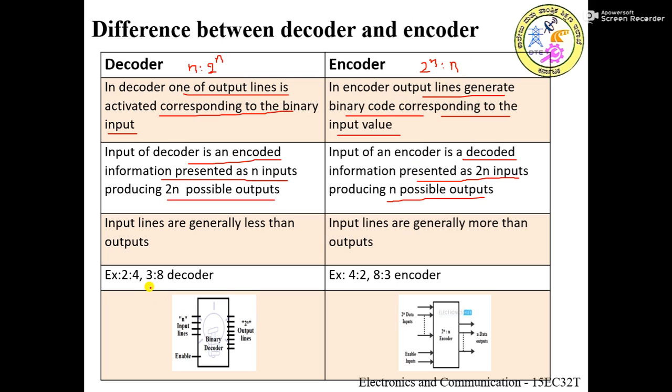Then we give some standard examples, that is 2:4 decoder and 3:8 decoder, whereas in the case of an encoder, a 4:2 or 8:3 encoder can be given as an example. And these are the logic symbols which illustrate the decoder system as well as the encoder system. Okay, so this completes the decoder and encoder concepts.